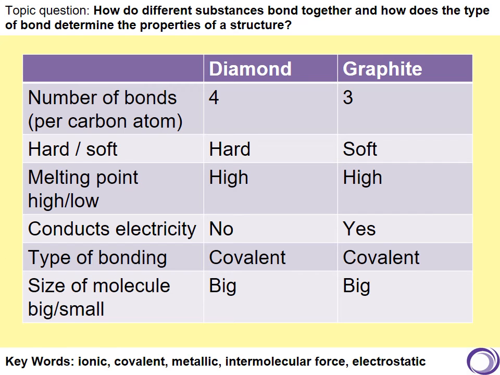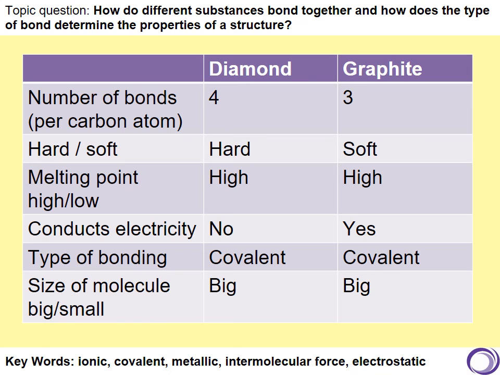Summarising the differences and the similarities between diamond and graphite then. So they are both made out of carbon, but diamond will make 4 bonds per carbon atom, whereas graphite will only make 3. Diamond is very hard because it has a rigid structure, whereas graphite is soft because it exists in layers with weak forces between the layers. Both of them are giant structures, so will have high melting points.